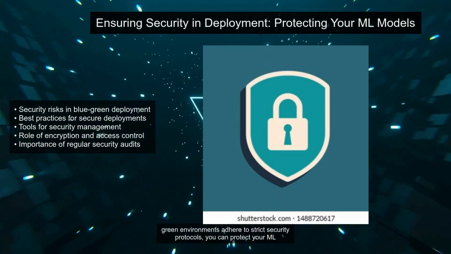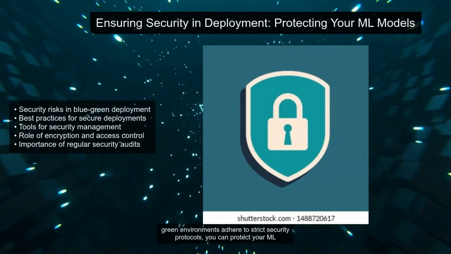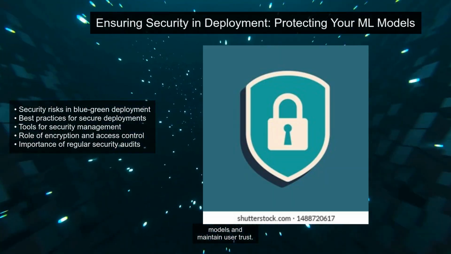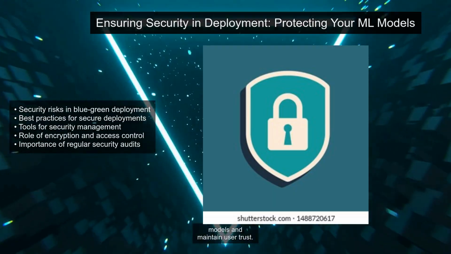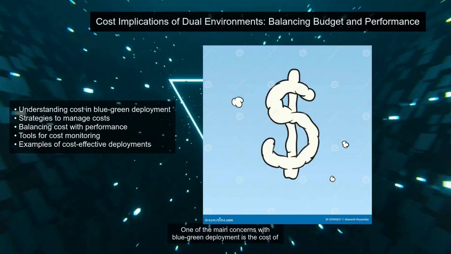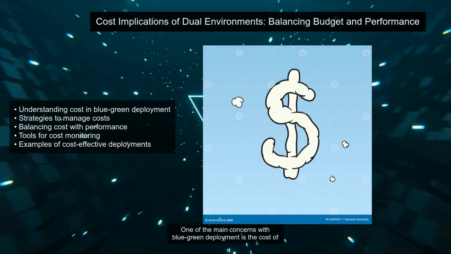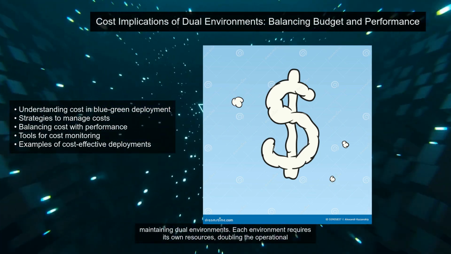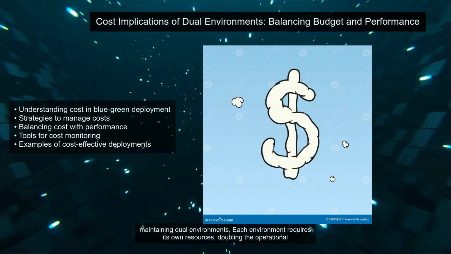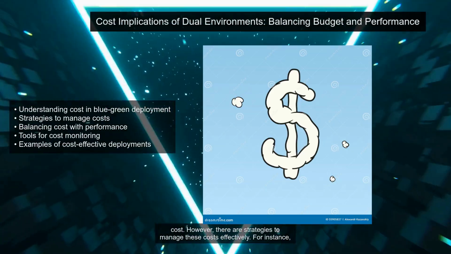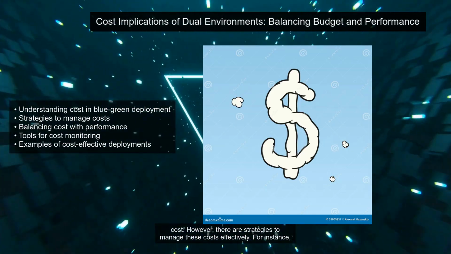By ensuring that both your blue and green environments adhere to strict security protocols, you can protect your ML models and maintain user trust. One of the main concerns with blue-green deployment is the cost of maintaining dual environments. Each environment requires its own resources, doubling the operational cost. However, there are strategies to manage these costs effectively.